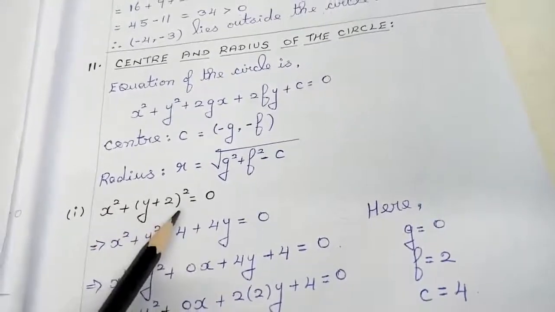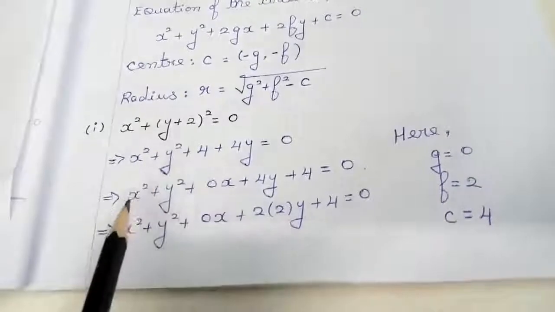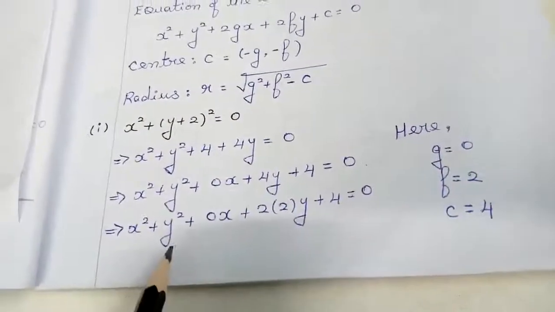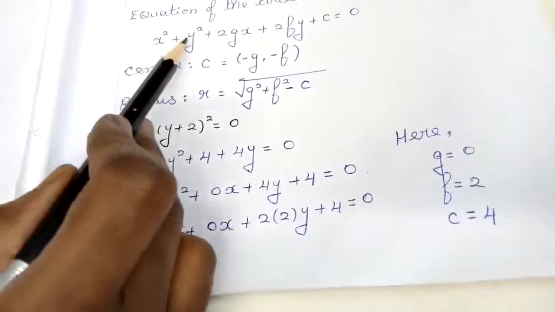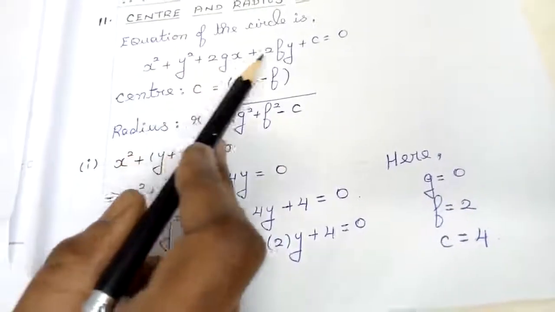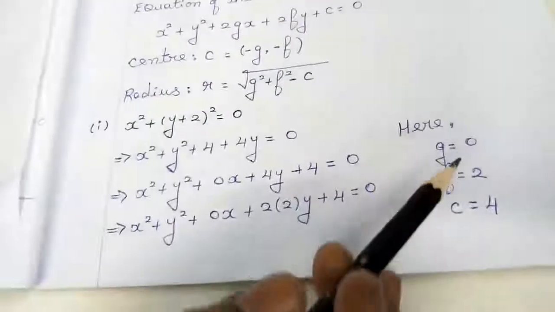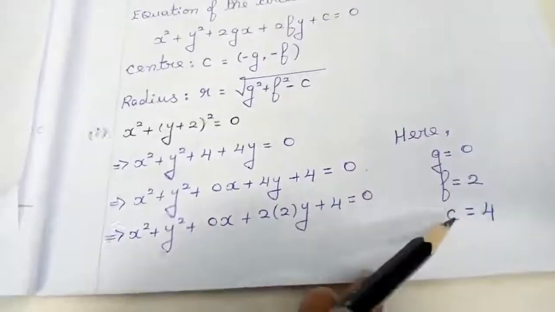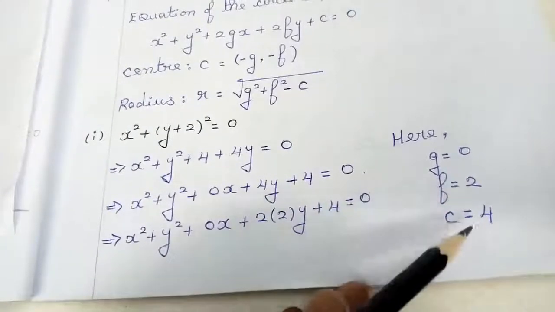In this question, I am going to expand and arrange the equation in the form x square plus y square plus 2gx plus 2fy plus c equal to 0. Here I am taking out the values of g, f and c. Here g is going to be 0, f is going to be 2 and c is going to be 4.